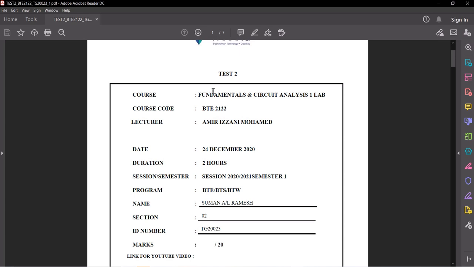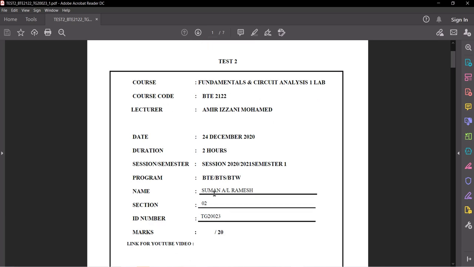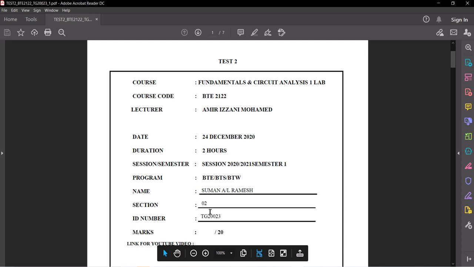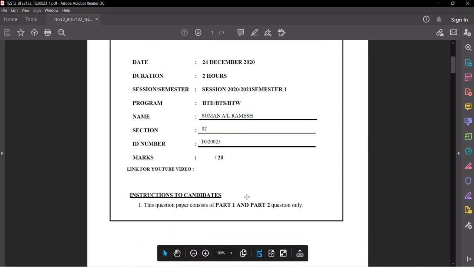Today I'm going to present test 2 for Fundamental and Circuit Analysis 1 Lab. My name is Suman Anak Ramesh, section 02, ID number TG20023.